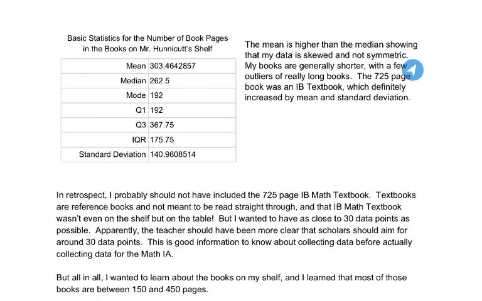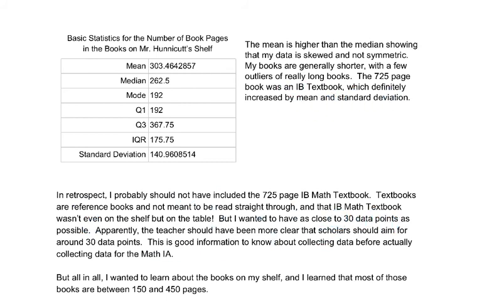But yeah, then I'm talking a little bit about my data, and I had that 725-page book that was an IB textbook. Maybe it skewed my data. I think it did. And then, hey, look at this. Here is my several sentence reflection on what I learned. I probably shouldn't have put that IB textbook.